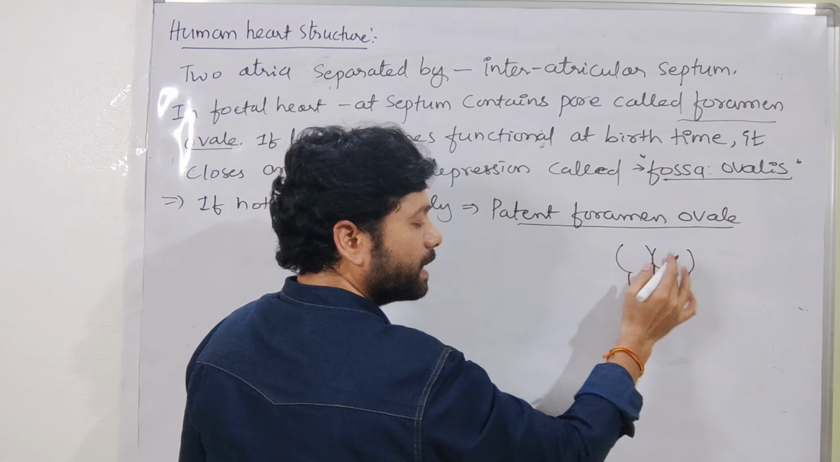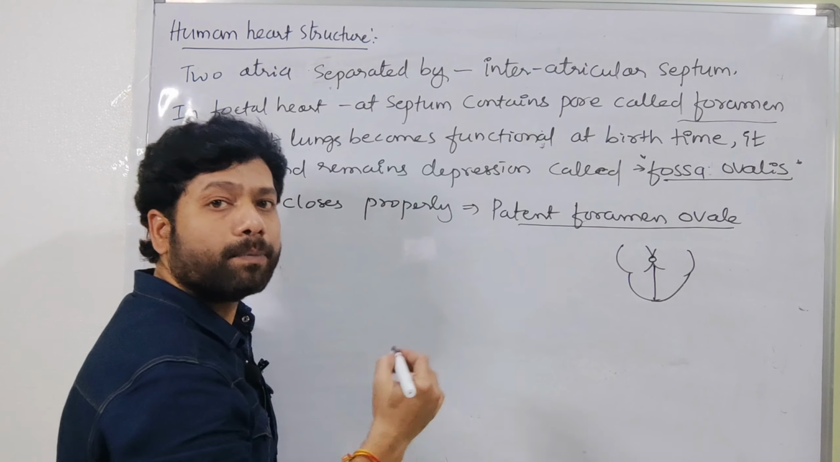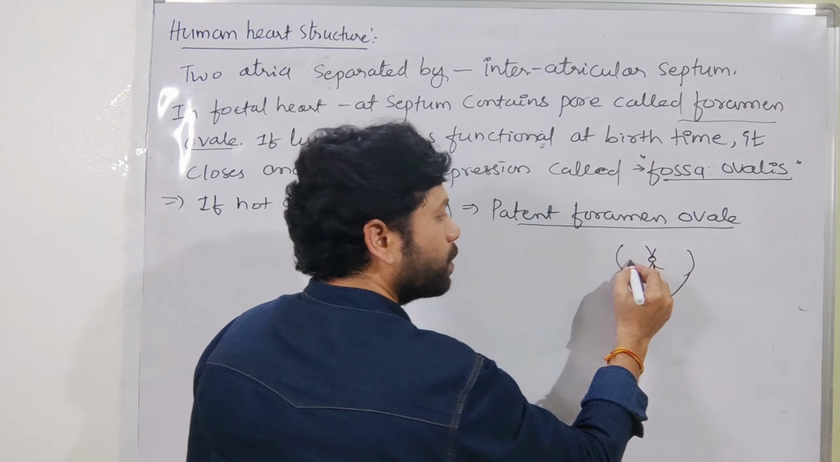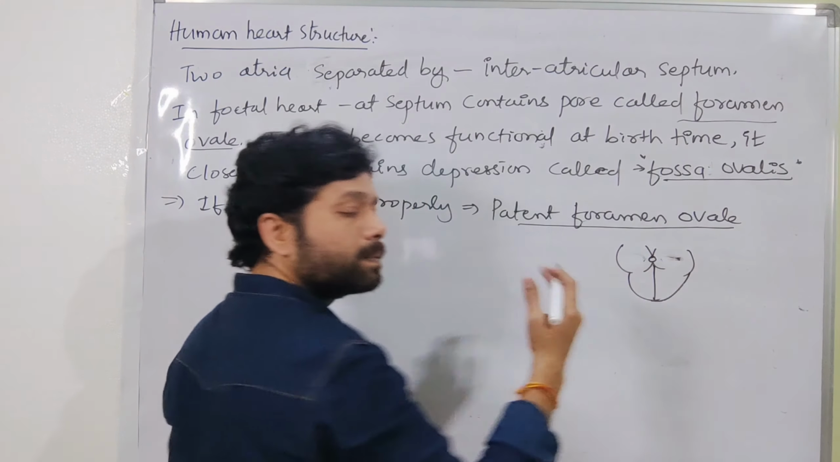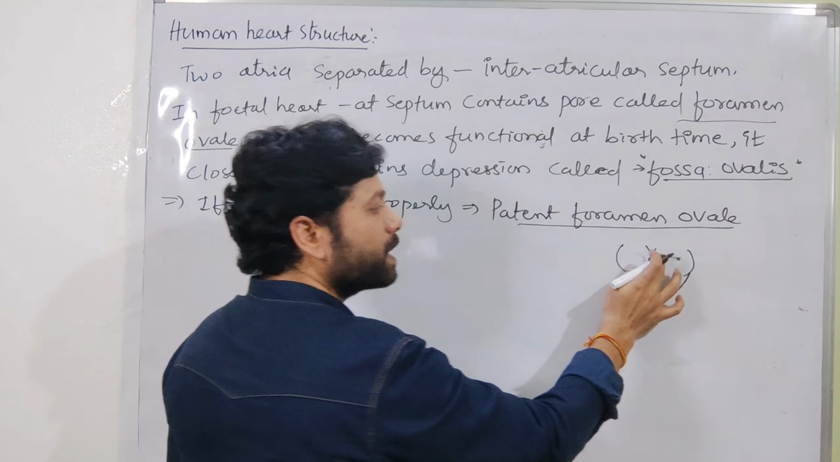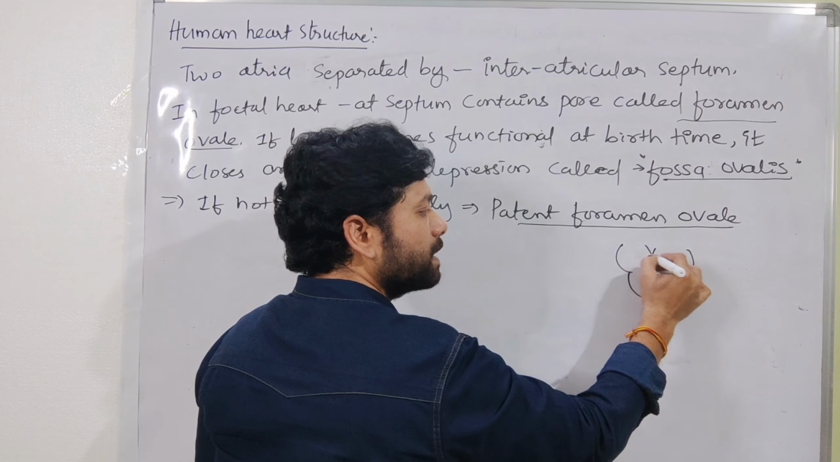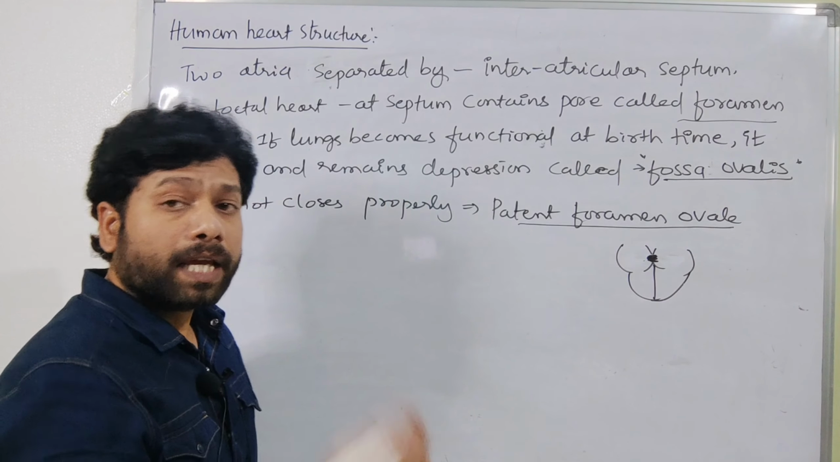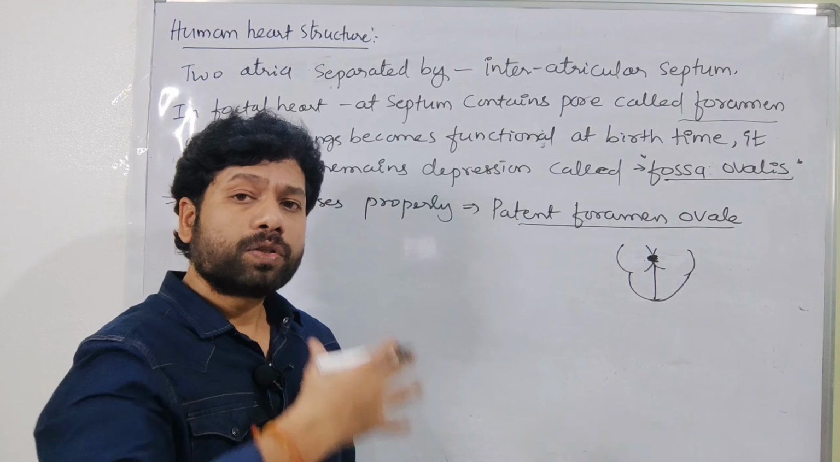Interventricular septum. Interatrial septum. For example, a pore is present at the embryonic stage, which allows blood to pass through here. Once the lungs become functional, this pore is closed completely, leaving a depression-like structure, the fossa ovalis.